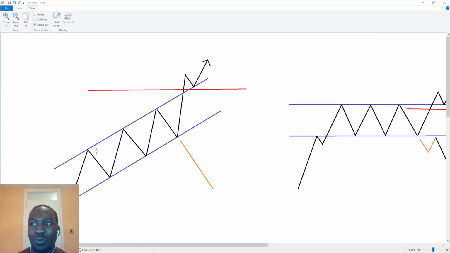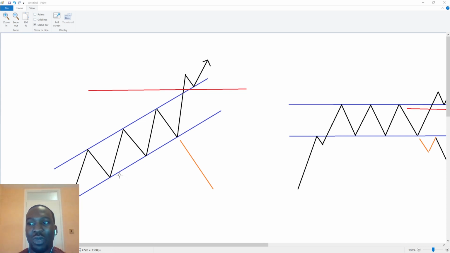Now with ascending channel patterns, as you can see, it'll rise, it'll peak and trough, and it'll be making higher highs. So every low point will be higher than the previous one, and the two lines that are the support and resistance will be parallel to each other. As it starts making higher highs, it will make a new high, make a low that was higher than its previous, make a new high, make a low that's higher than its previous, and it will make a staircase pattern upwards.